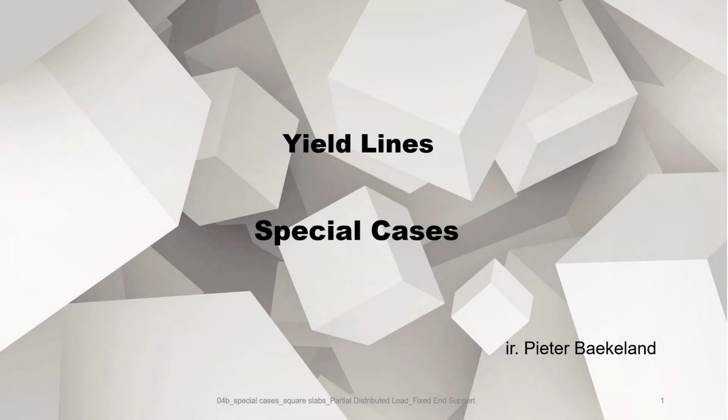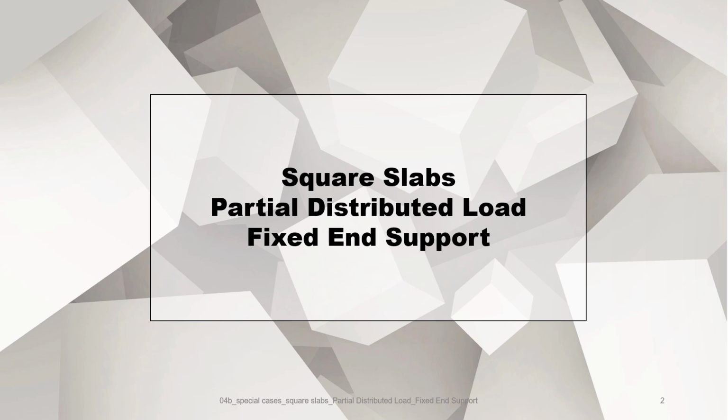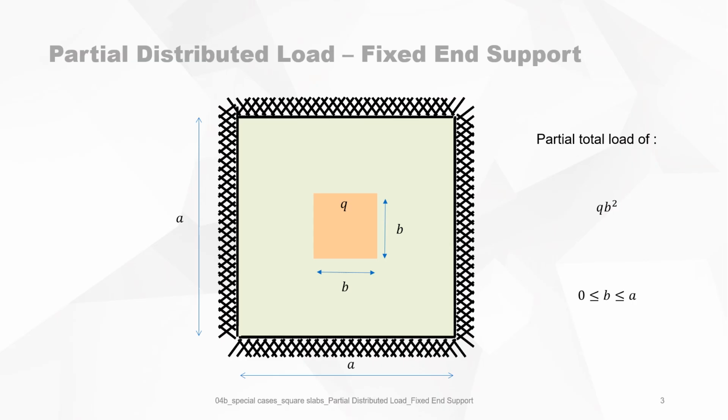Yield lines, special cases. This video will deal with square slabs, partially distributed loads with fixed end supports. Consider a square slab, fixed end on the four sides, and a load equal to Q times B squared. B, of course, is between 0 and A.